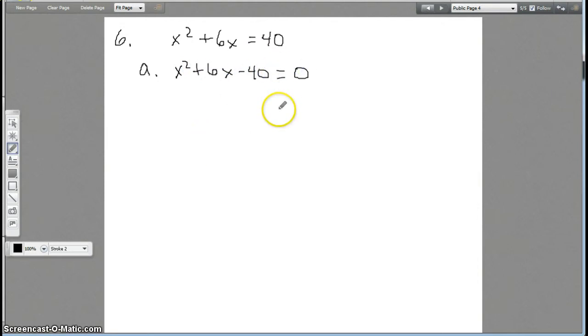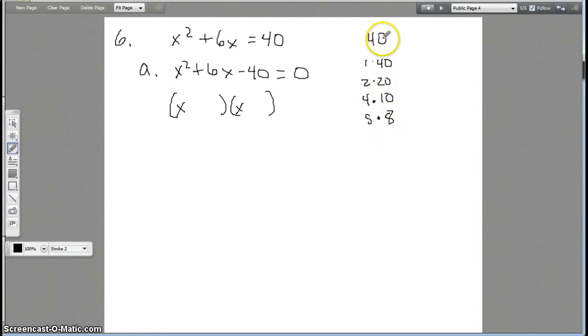Now that we have it in standard form, we can factor the left side. So how does this factor? Well, we know we're going to have an x and an x. Now we have to look at what are the factors of 40. The factors of 40, we have 1 and 40, we have 2 and 20, 4 and 10, or 5 and 8. Those are all the different factor pairs to make 40. Since we have a negative in front of the 40, that means we need to subtract. So we need to find the pair of factors that will subtract to make 6. That's going to be 4 and 10. Since the 6 is positive, it means our bigger factor needs to be 10. So we're going to have minus 4 and plus 10, that equals 0.